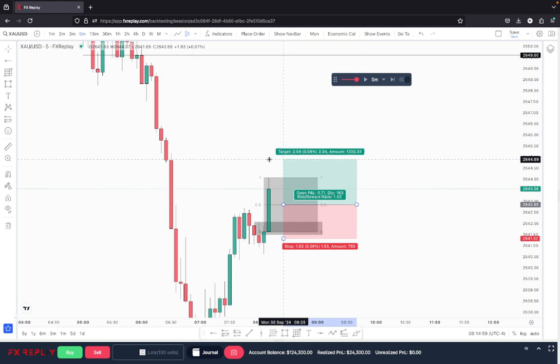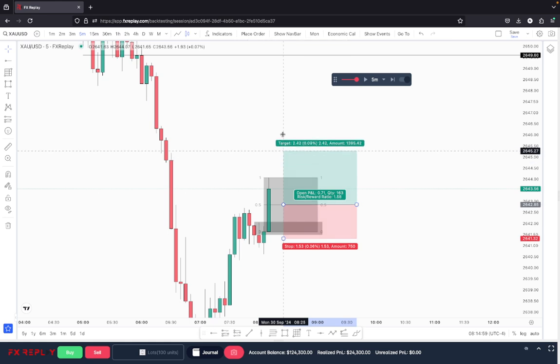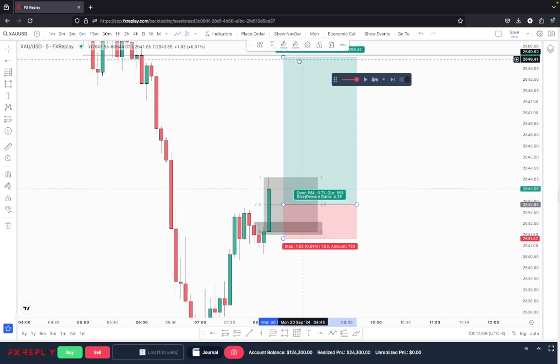However, this is a resistance zone on the 5 minutes. This is another resistance. This is another resistance. So there are multiple roadblocks. So what you can easily do is, don't get greedy. Take your profit here, or you can leave your profit here. It depends. But you can take partials, right?